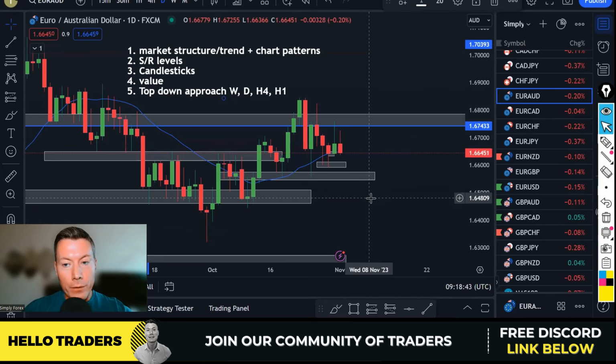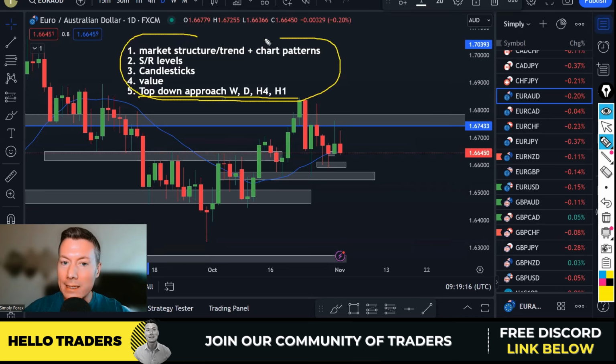So first of all, you need to know what I'm looking at. On each chart, when I do my daily filter, I'm looking at these things, and I'll explain what my daily filter is shortly. So I look at market structure and trend. I look at support and resistance levels. I look at candlesticks. I look at value. And I look at the top-down approach. I look at weekly, daily, H4, H1. And these are the building blocks of any successful strategy, if you ask me.